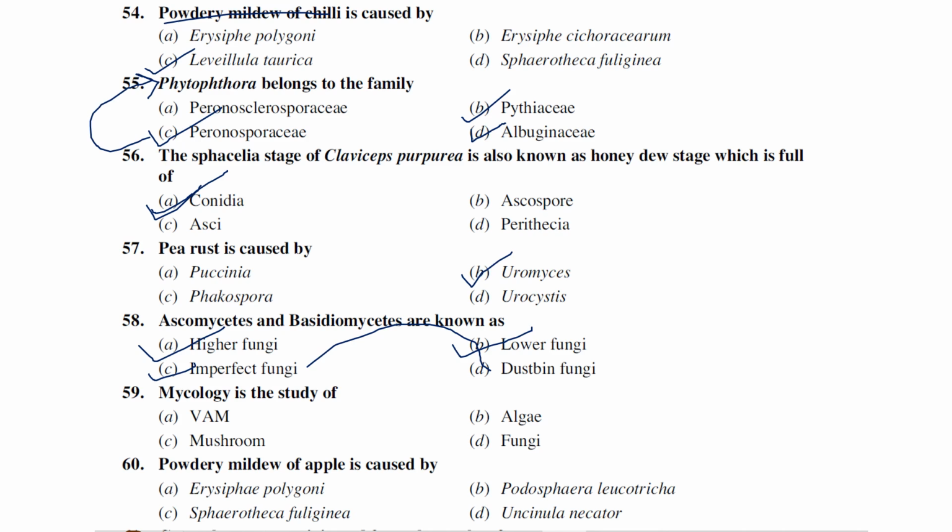Mycology is the study of worms, algae, mushrooms, fungi. So again this is a little bit tricky, because vesicular arbuscular mycorrhiza is also a fungus, and a mushroom is also a fungus. Mycology deals with mushrooms, fungi, all those things. Generally, mycology is the study of fungi. Since such kinds of options are given, I will go with fungi.